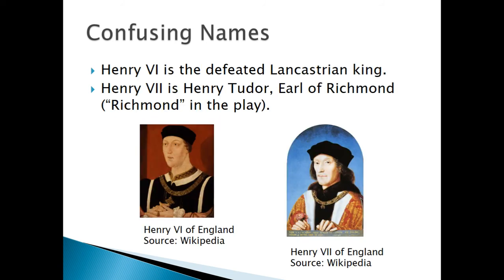Then the Henrys. Henry VI is the defeated Lancastrian king at the beginning of the play, as I mentioned. And Henry VII is Henry Tudor, who is Earl of Richmond and is referred to as Richmond in the play. He's the one who defeats Richard III and becomes the king as a result of the battle that ends the War of the Roses.